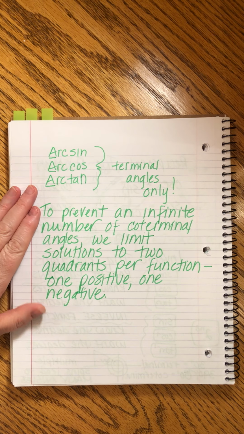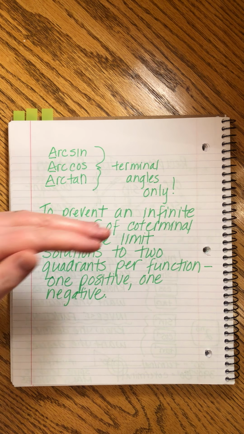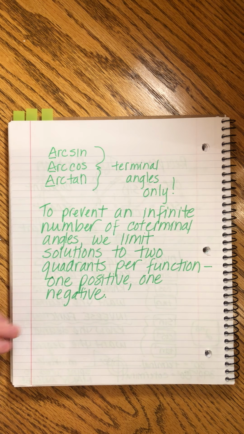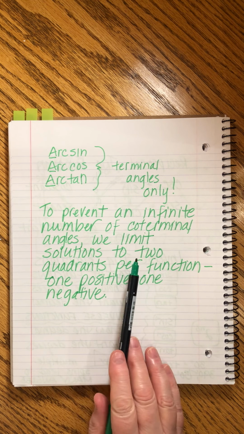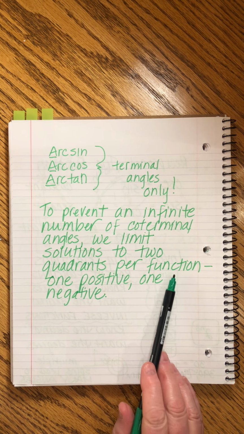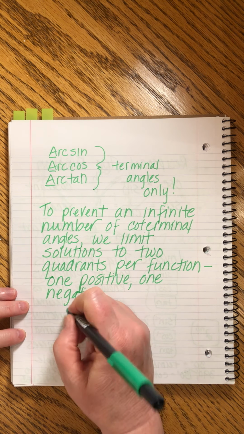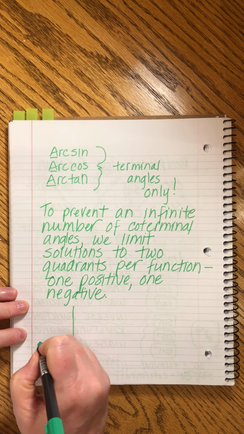Okay, here's what I want to talk to you about. I want to explain what this means. To prevent an infinite number of coterminal angles, to prevent that spinning issue, we limit solutions to 2 quadrants per function. 1 positive, 1 negative. Now let me draw you an old friend.